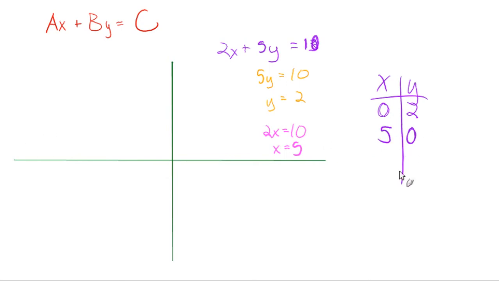So now we have 2 points, and 2 points is all you need to make a line. So x is 0, y is 2, there you go, y is 0, x is 5, and now we can draw a line between the 2 points. And there's our line, straight between those 2 points. Okay, that's standard form.